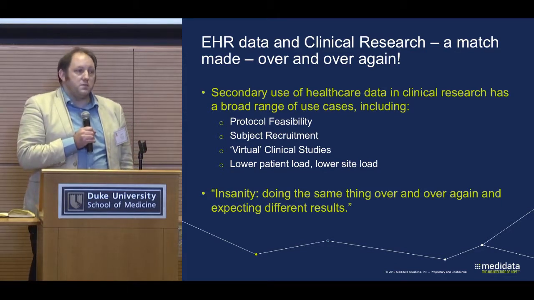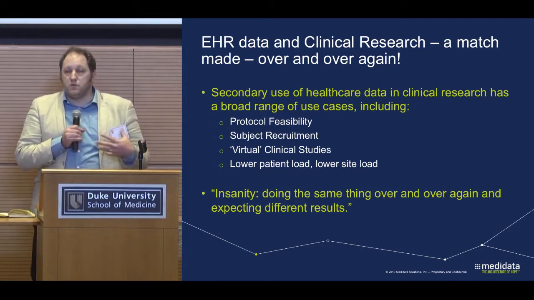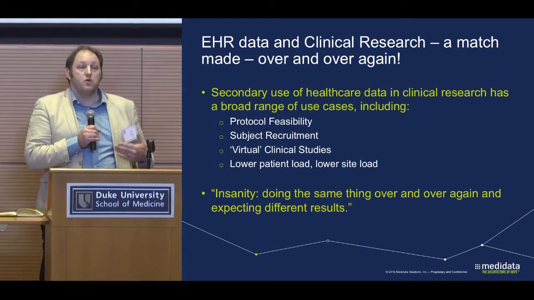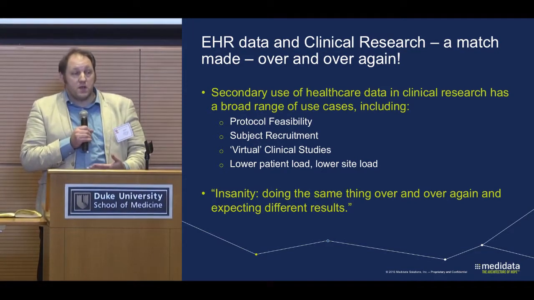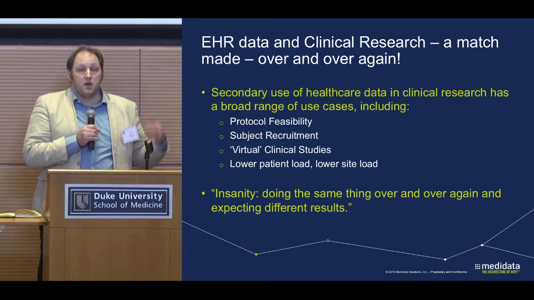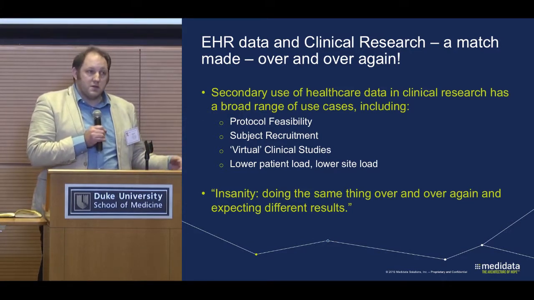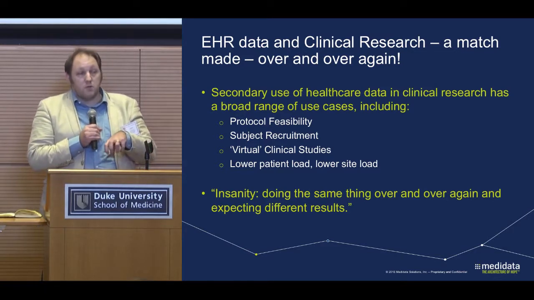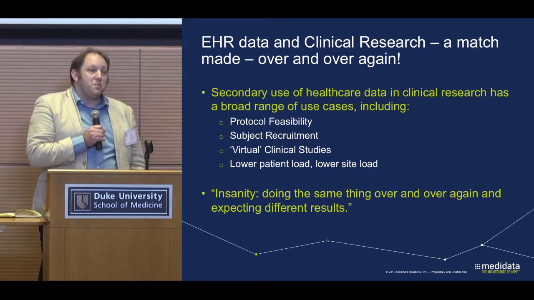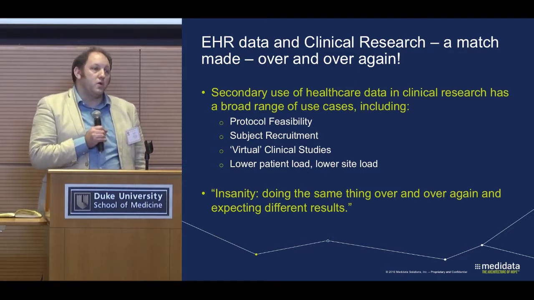So protocol feasibility is the mechanism of using an anonymized set of data to work out whether or not the protocol you're going to use for your study is ever going to be able to recruit subjects. Because if you can't recruit subjects, your study is never going to be a success. It would be nice to be able to look and see if the eligibility criteria you have put together actually match any sort of patient pool.